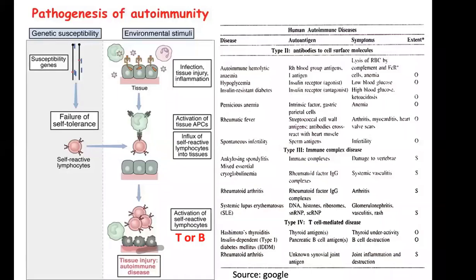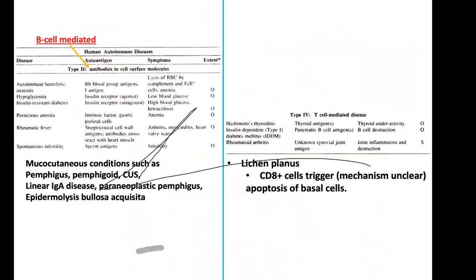You see, when they make these classifications, they really don't care much about the mouth. And so I just went ahead and added these conditions to the tables. So type 2 is antibody mediated. So the ones that happen in the mouth using this mechanism of B-cell mediated production of immunoglobulins are going to be mucocutaneous conditions such as pemphigus, pemphigoid, chronic ulcerative stomatitis, linear IgA disease, paraneoplastic pemphigus, and epidermolysis bullosa acquisita.